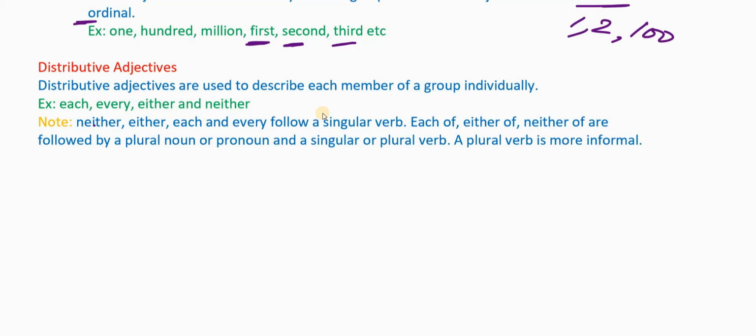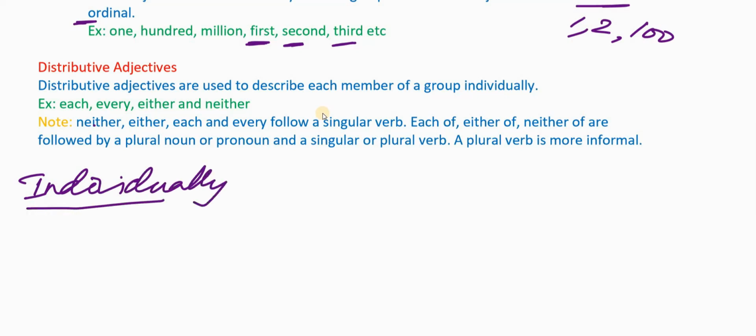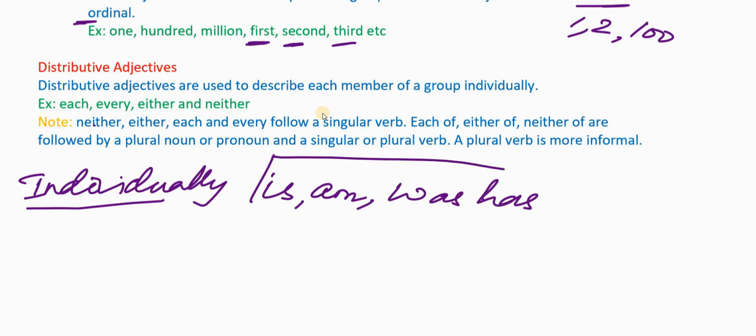Why are you supposed to use a singular verb? It is because they refer to the members of a group individually. They are used to talk about the nouns or the pronouns individually and not as a group. Hence, they are singular in nature. You should use singular verbs with these singular adjectives. You can use the verbs as is, am, was, has. These are the only verbs you are supposed to use with these distributive adjectives.